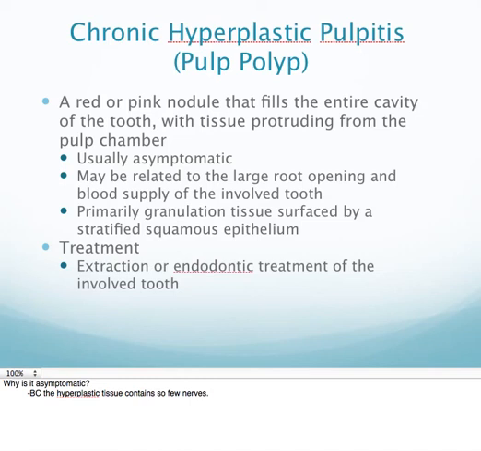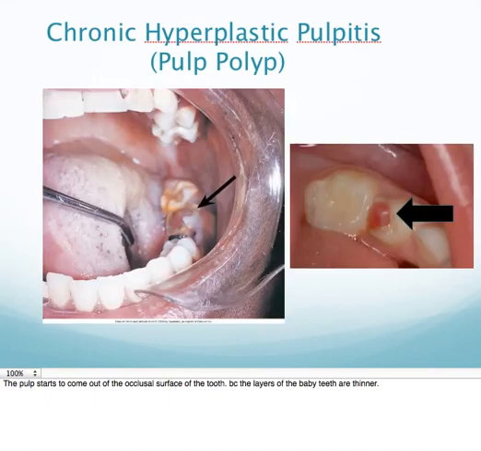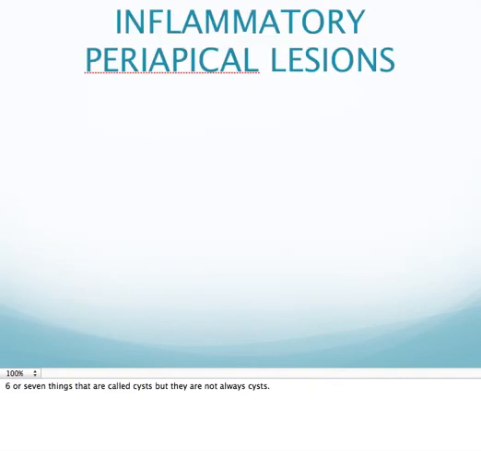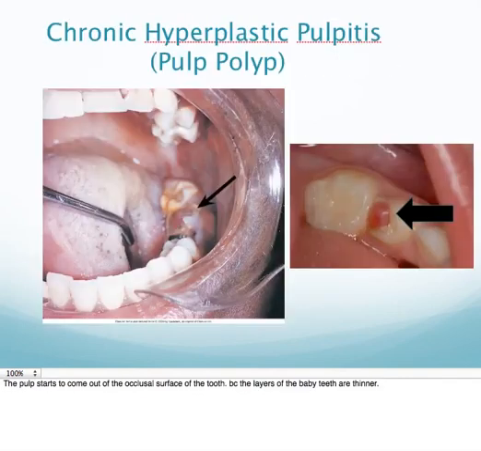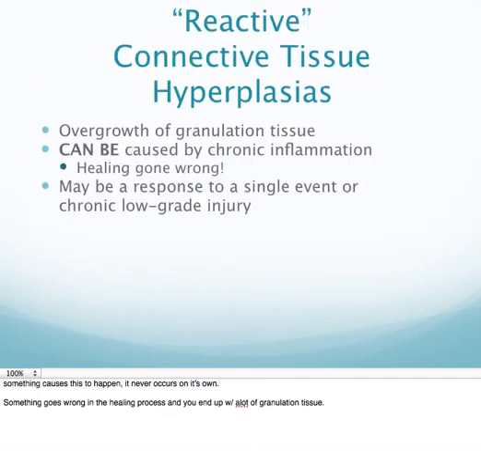Why is it asymptomatic? Let's think about that. Well, because the hyperplastic tissue contains so few nerves, so there's not really much nerves going on. But there it is. We talked about the pulp starts to come out of the occlusal surface of the tooth because the layers of the baby teeth are thinner. So that is chronic hyperplastic pulpitis, or a pulp polyp. Okay, and then that concludes our section talking about connective tissue, or reactive connective tissue hyperplasias.